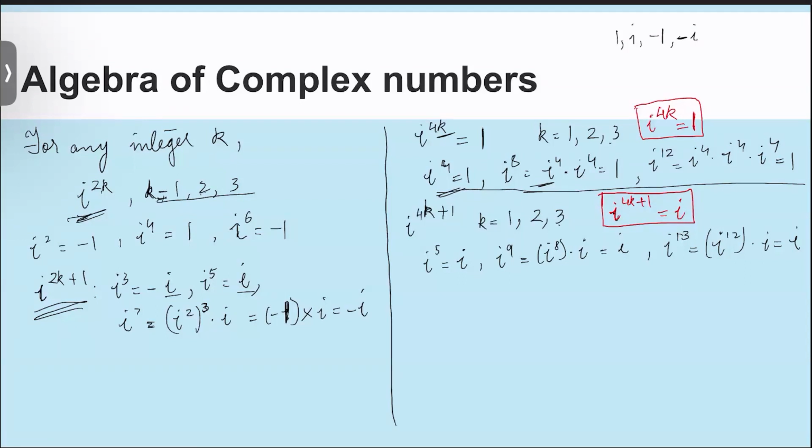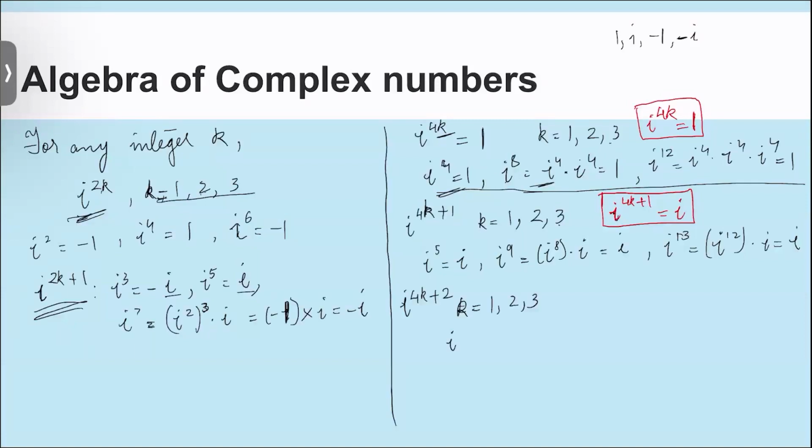And we also saw the general form of power of i. Let's see a different one. If you take 4k plus 2, again taking k equal to 1, 2, and 3, what you get is i to the power 4 plus 2, that is 6, so i^6. We have already seen that it gives you minus 1.